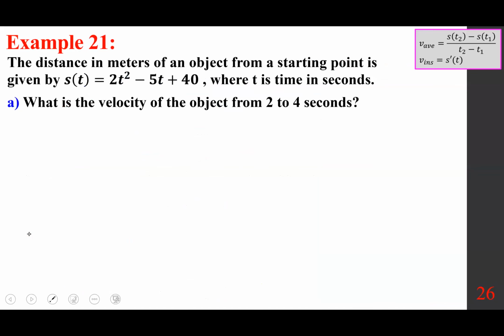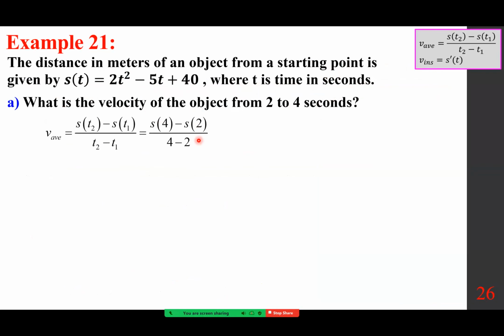All right. The distance in meters of an object from a starting point is given as such. S of t is 2t squared minus 5t plus 40, where t is the time in seconds. What is the velocity of the object from 2 to 4 seconds? That's the average velocity, total distance over total time. So it's S of 4 minus S of 2 over 4 minus 2. I'm going to assume everybody knows what's happening. Plug in 4, plug in 2, and 4 gives you 52, 2 gives you 38, and we get 7 meters per second. This is elementary algebra. Plug in and observe.